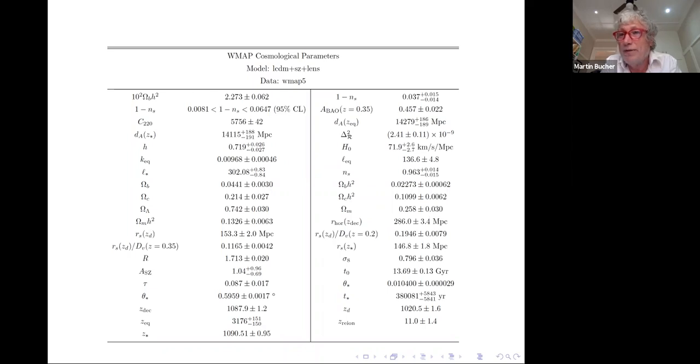There are also B modes from gravitational lensing, which is something that we haven't discussed. So thank you for inviting this preview.